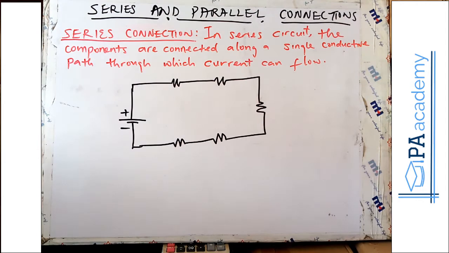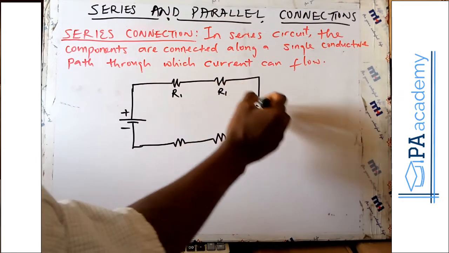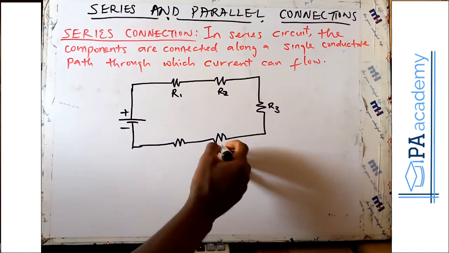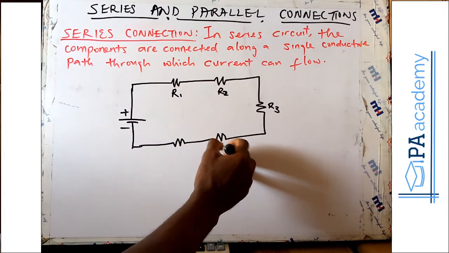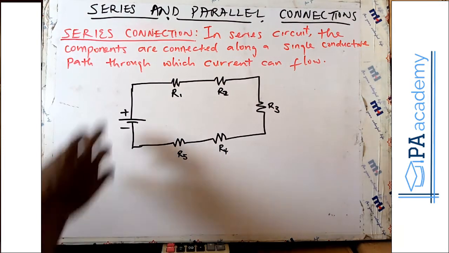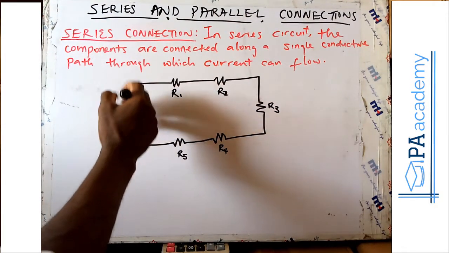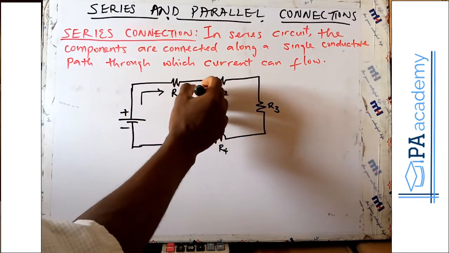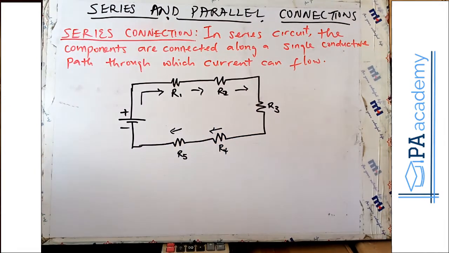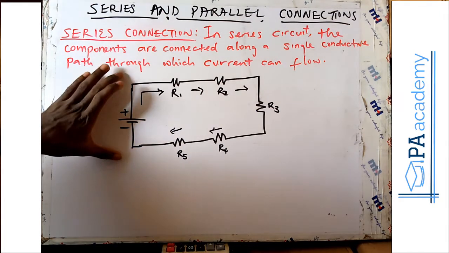So now what we have here is an example of what a series circuit looks like. So this is R1, R2. If you look at this circuit, the components are connected along a single conductive path. If current is to move in this circuit, it will go in this direction. So you can see that it is moving in just a single path, so that's what we mean by a series connection. This connection now is in series.